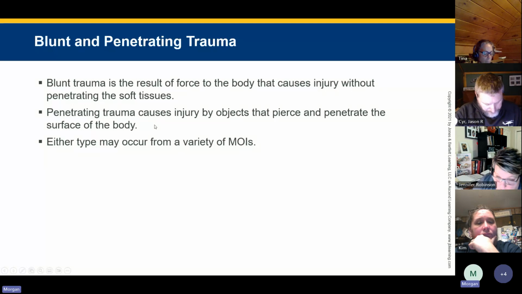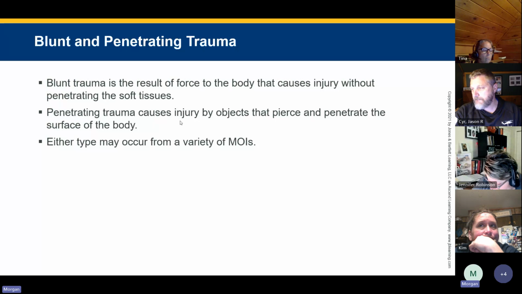But penetrating trauma is when it's piercing the skin or there's bleeding involved, and depending on where it is.